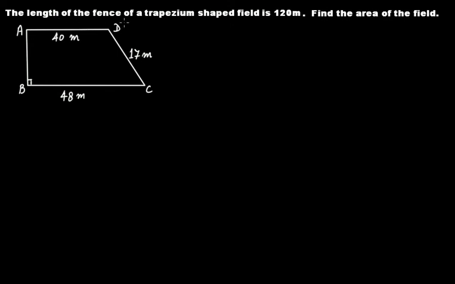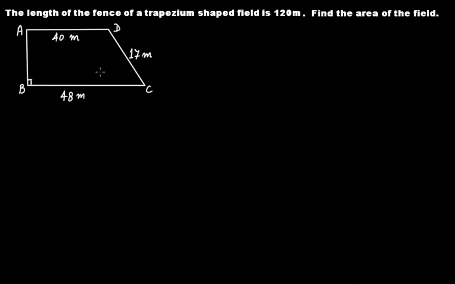The length of the fence of a trapezium shaped field is 120 meter. Find the area of the field. So here, if you look at this trapezium, this AB is perpendicular to these parallel line segments, right? Now, BC is 48 meter, CD is 17 meter and DA is 40 meter.